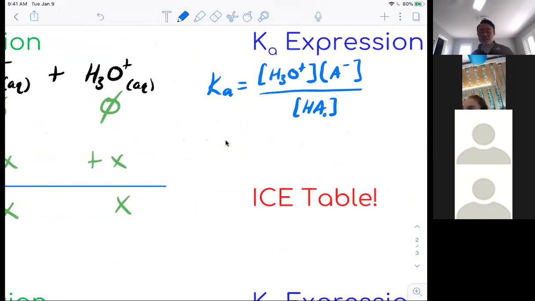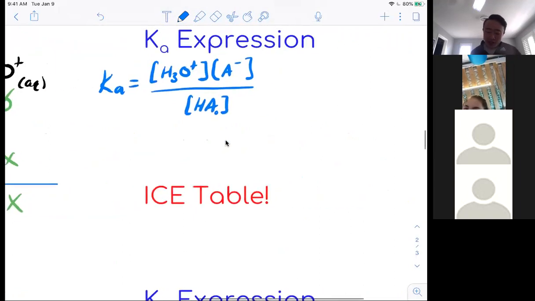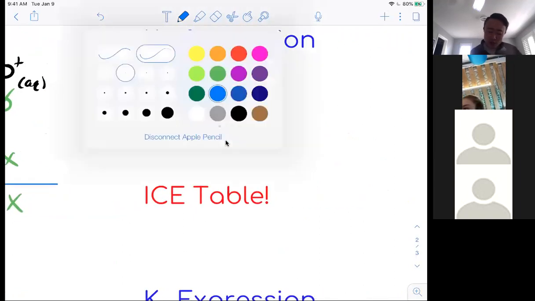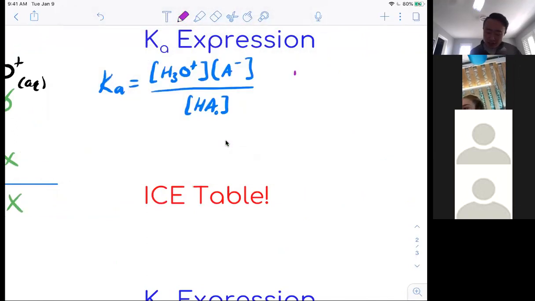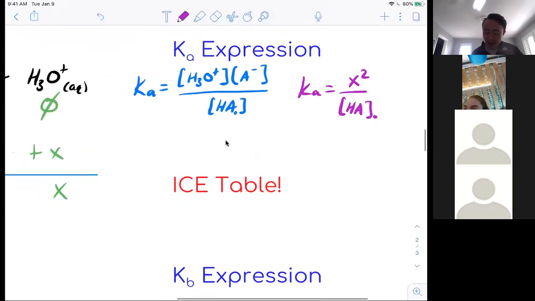So what's kind of nice is that all the time this turns out to be, and again, this is going to be showing your work eventually, so write that out. It'll always be K equals x squared on the top divided by the initial concentration of HA on the bottom. All right.